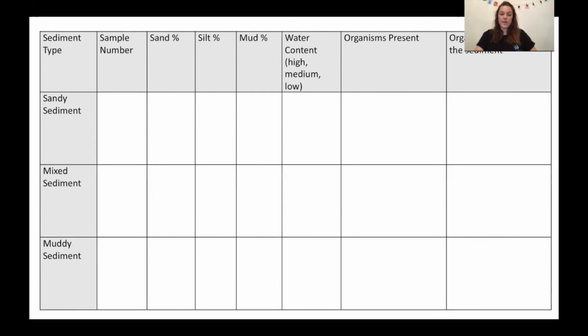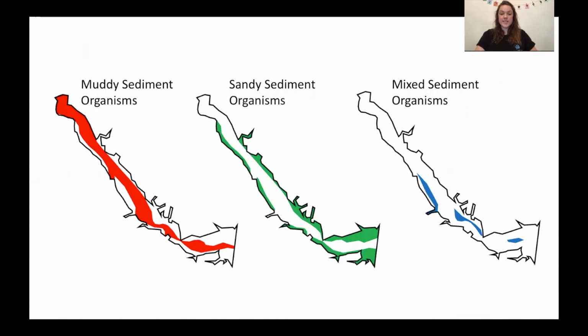Once they've done this, they will create maps for different organisms, showing where organisms live that live in muddy sediments or sandy sediments or mixed sediments. However, some of the organisms are able to live in all sediments, and some are only able to live in one or two sediments. So looking at these figures, they will be showing where these organisms are and what types of sediments they are able to live in.